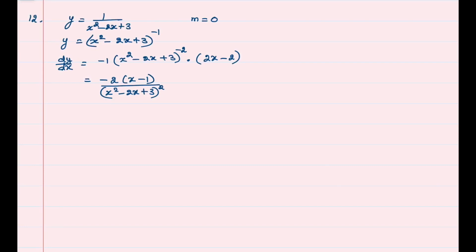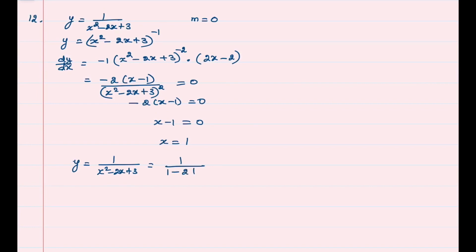Now we will equate this to 0 because the slope of the tangent is given as 0. By cross multiplication, we get minus 2 times x minus 1 equal to 0. That is x minus 1 is 0, x is 1. Now by substituting the x coordinate in the curve equation, we can get the y coordinate. 1 upon 1 minus 2 plus 3, which is half. The point of contact is 1, 1/2.